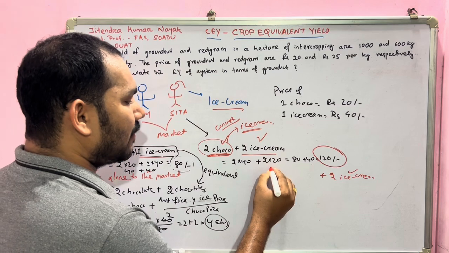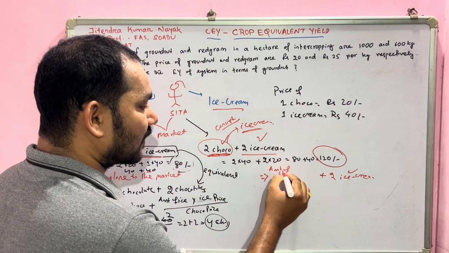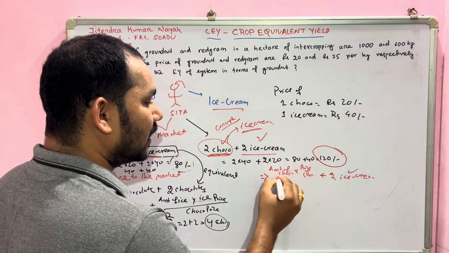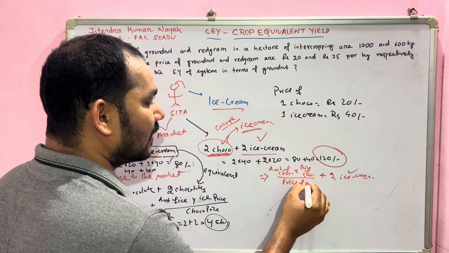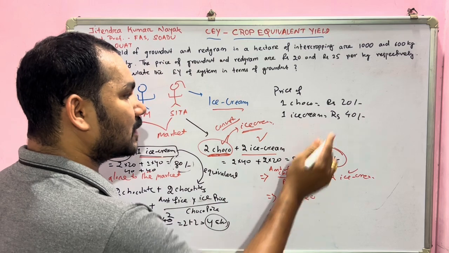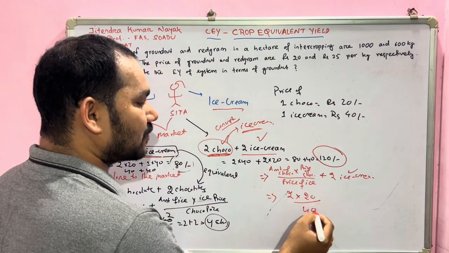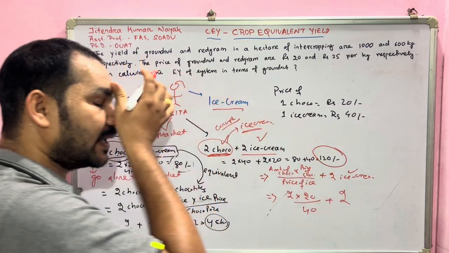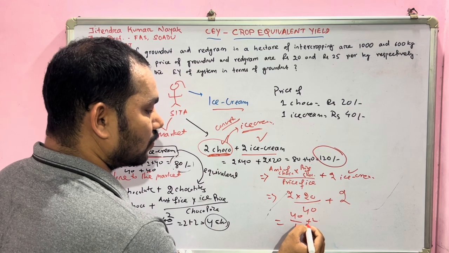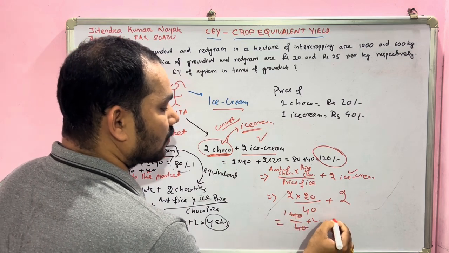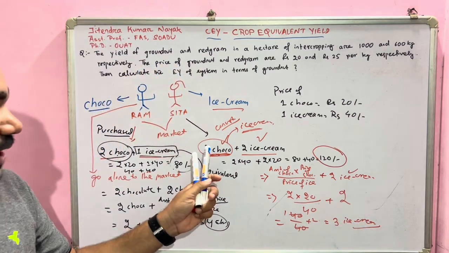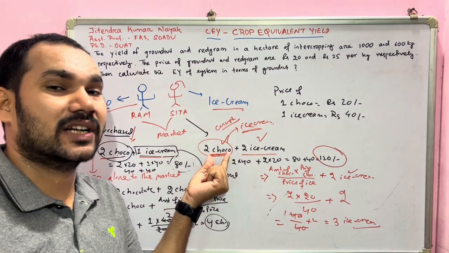So amount of chocolate into price of chocolate divided by price of ice cream. So amount of chocolate purchased earlier is 2, price is 20 rupees per chocolate, divided by price of ice cream, which is 40 rupees, plus 2 ice creams she already has. That means 40 by 40 plus 2, which means 3 ice creams.